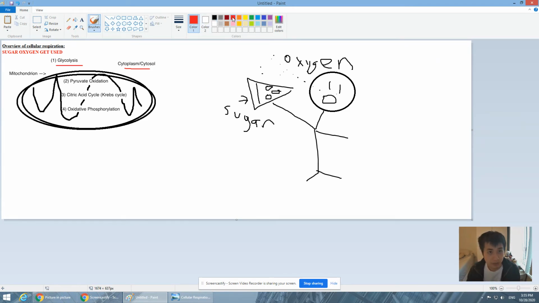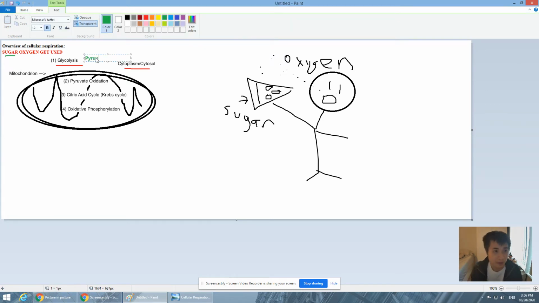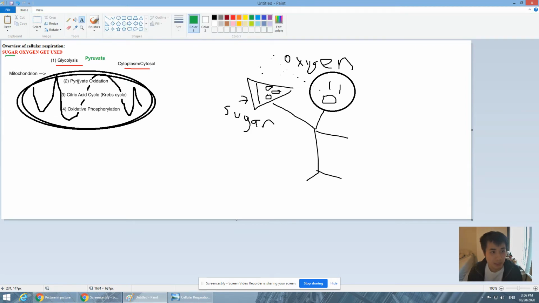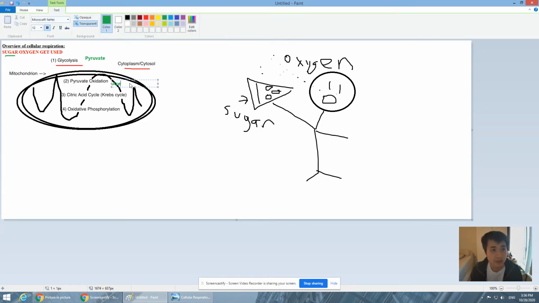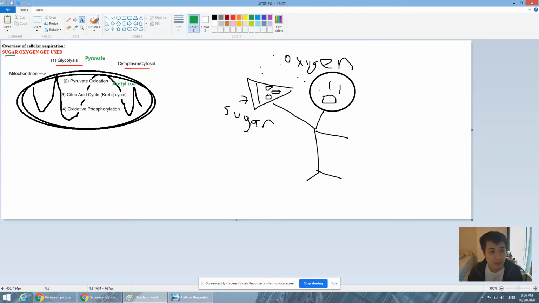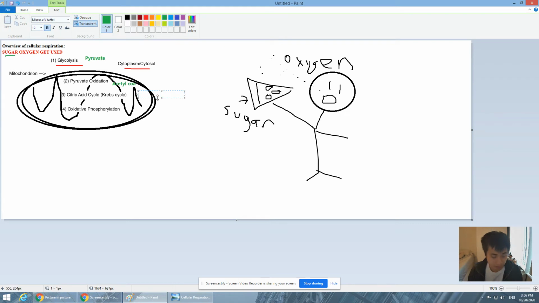Yesterday, we only talked about sugar. We kept talking about how sugar was being broken down. So sugar was broken down in glycolysis, right? And then we made a pyruvate. The pyruvate was then broken down in step 2, pyruvate oxidation, and you get something called acetyl-CoA, right? And then the last one, citric acid cycle, broke down the acetyl-CoA, and we got the FADH2 and the NADH, right?